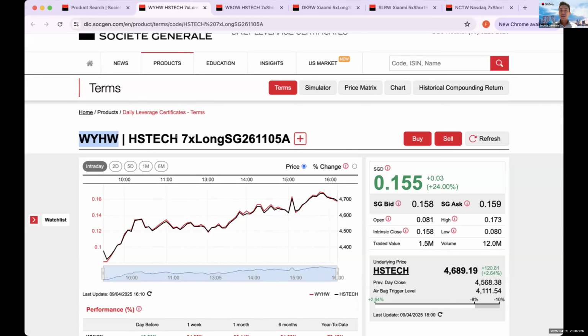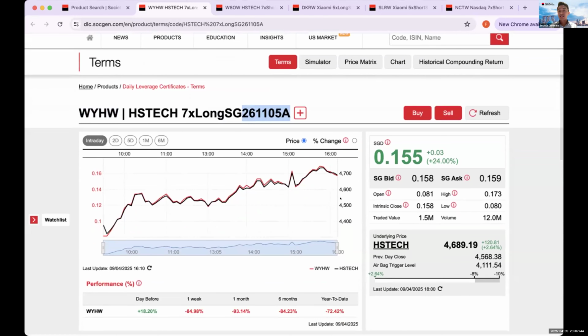So the name of the DLC also starts with the underlying asset, what it tracks, followed by the leverage factor, and then whether it's a long DLC or a short DLC, and then SG, which stands for Societe Generale. We are the issuer of this DLC, and then the expiry date in year, month, date format.